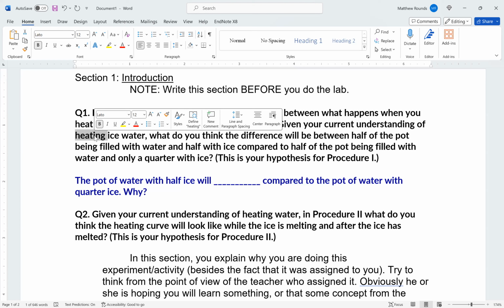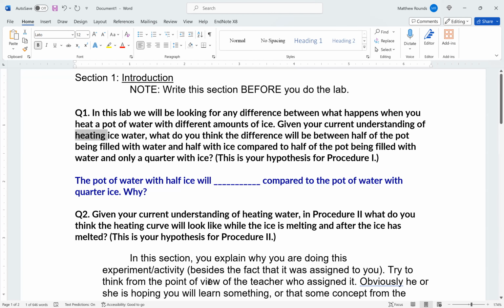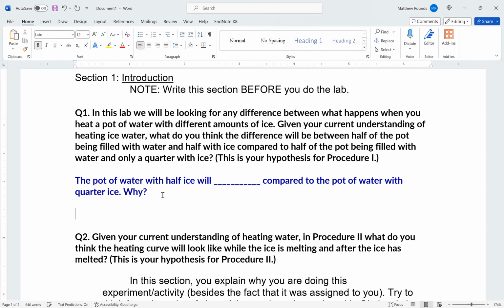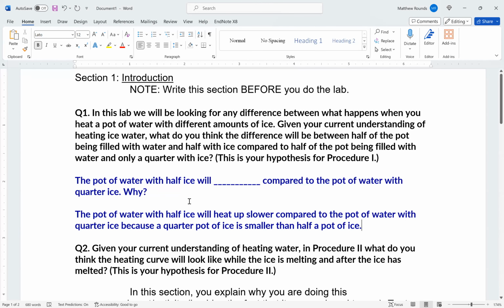Okay, this is what I've written so far. I just mentioned the same thing kind of in a way from what I last wrote. I know I can add more. I just can't think of anything else. So let's take a look here. What you got? Okay, the pot of water with half ice will heat up slower compared to the pot of water with quarter ice because the quarter pot of ice is smaller than half.